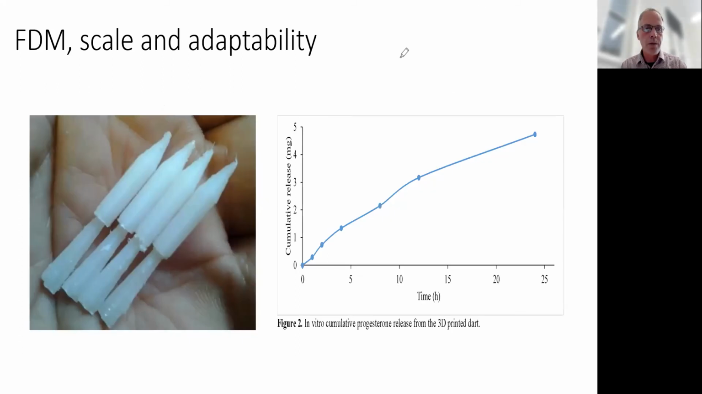And so these bullets, these darts containing, in this case, progesterone loaded in the polymer prior to molding, release as you would expect for any monolithic device containing a drug in a polymer. And so for very little equipment cost, you can design something and print it.